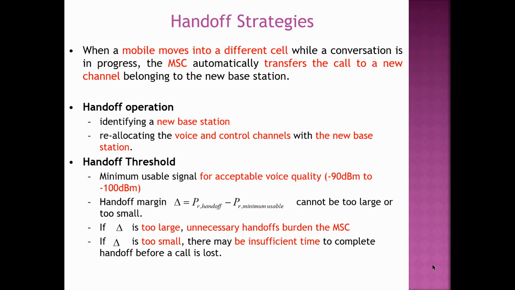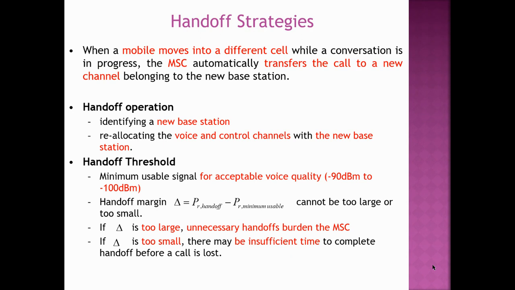As we have discussed earlier in cellular architecture, a large geographical area is divided into a number of smaller cells. Each cell has its own base station, which provides coverage within that particular cell. Similarly, that base station allocates channels for the users inside that cell.